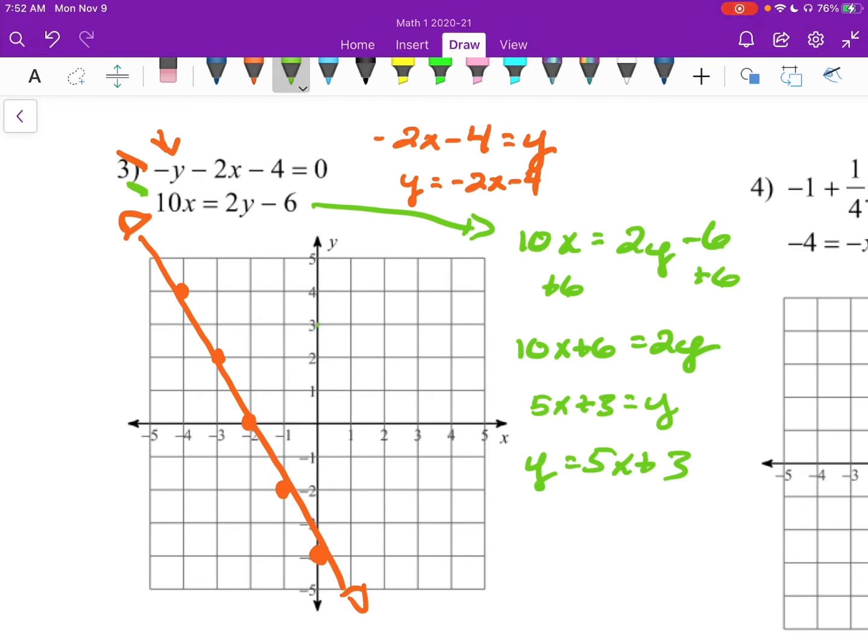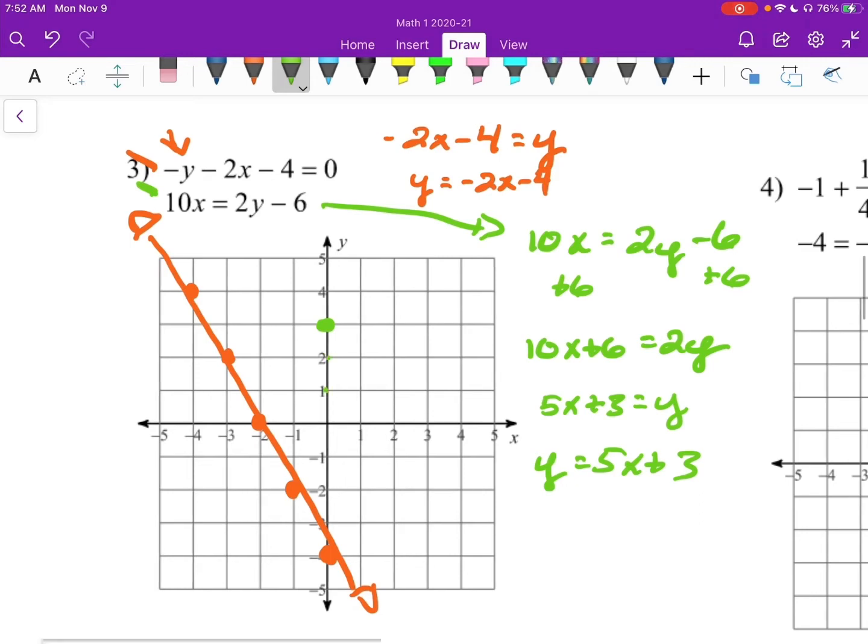So my intercept is at 3. My slope is 5, so I need to go up 5. Well, I can't go up 5, but I can go down 5. 1, 2, 3, 4, 5, and over 1. There's my spot where they cross. It's at -1, -2.